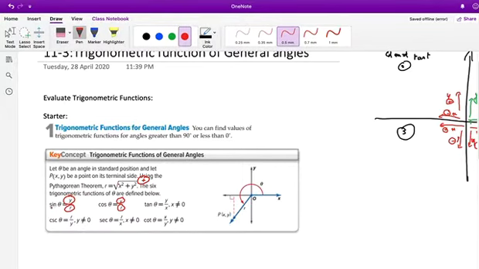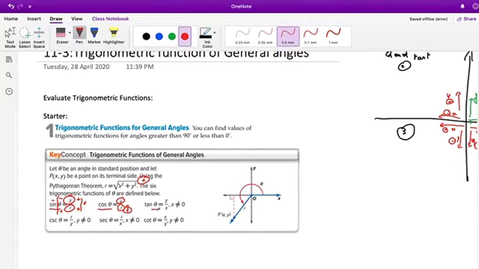So the sign of sine theta and the sign of cosine theta depend on y. If y is positive and r is always positive, the result is positive. And if y is negative and r is always positive, the sign of sine theta is negative. So everything depends on the numerator because the denominator is always positive. So the sign of sine theta depends on the sign of y, and the sign of cosine theta depends on the sign of x, same principle, correct? Because r is always positive.